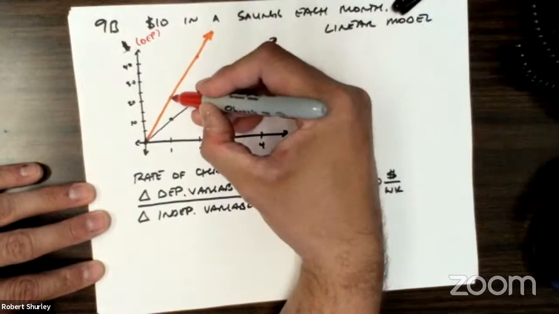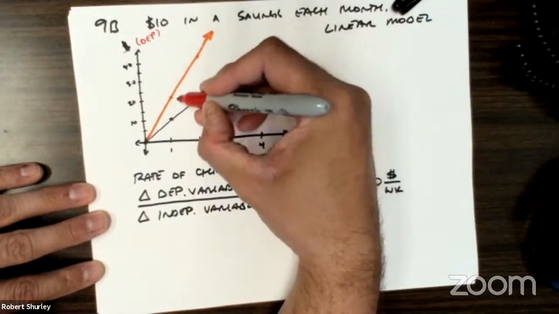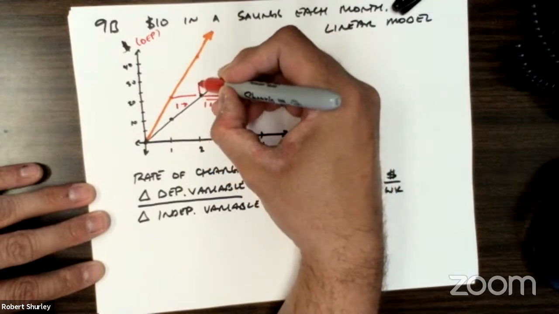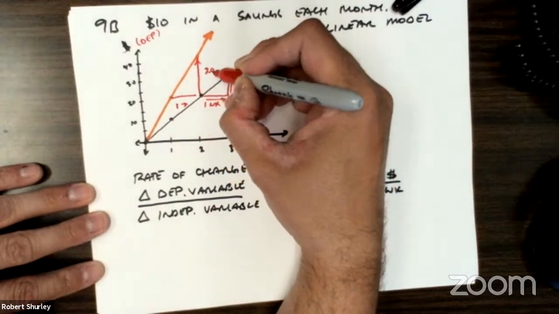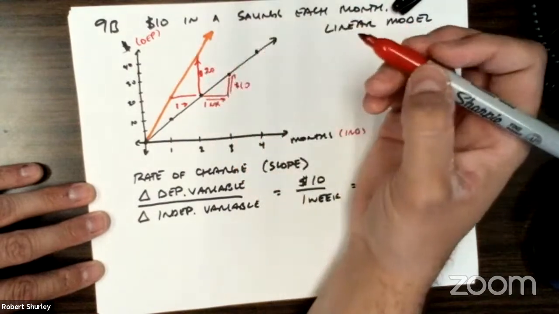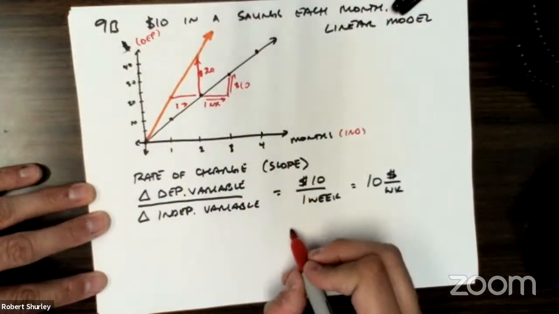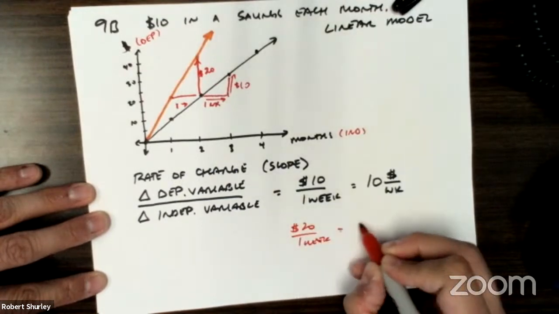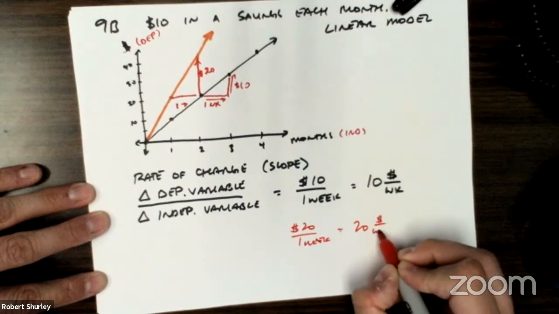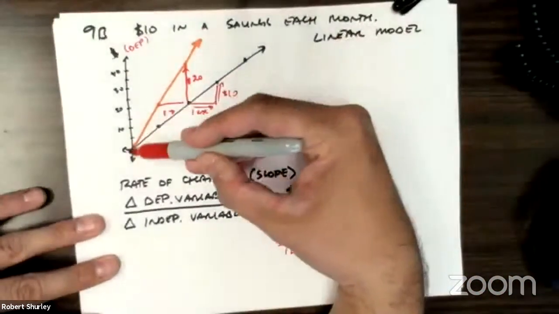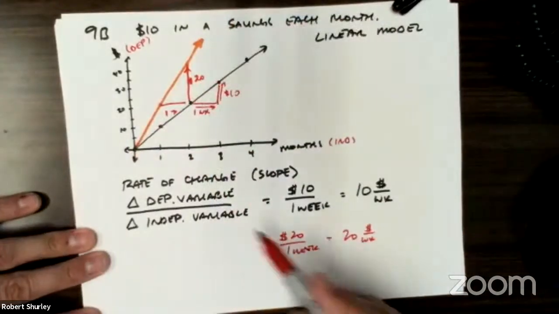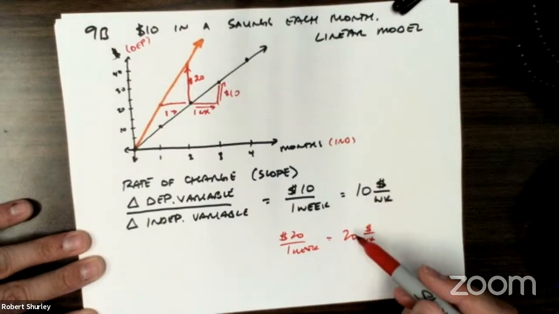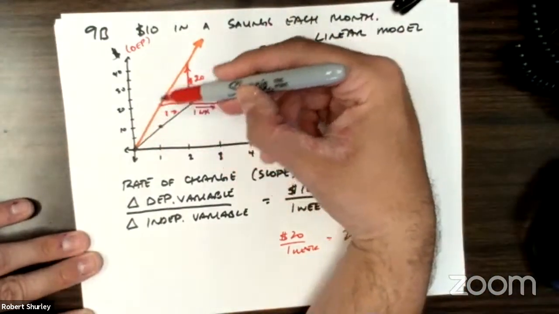So let's say from week 1 to week 2 now. We go over 1, still over 1 week, but then we're going up $20. Okay, so the rate of change for this one would be $20 per 1 week. So it's going to be $20 per week. And notice this line is much steeper. So when your rate of change increases, so this went from 10 to 20, the line gets much steeper.